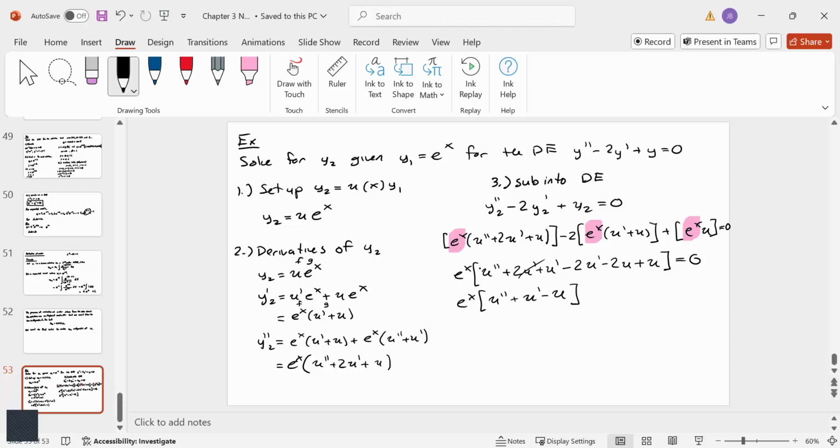Let me make sure here. u double prime plus 2u prime plus u, minus 2u prime minus 2u plus u. Oh, I see. I forgot, this should not be a prime. That's why. There we go. So that cancels out with that. Yep. And then this cancels out with that. So these all cancel out. That's exactly what I wanted anyways. So I just had a prime where no prime was needed. And that's equal to 0.